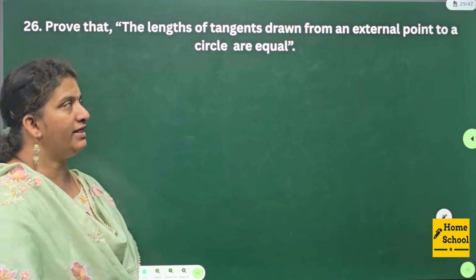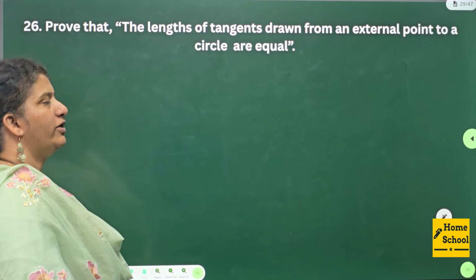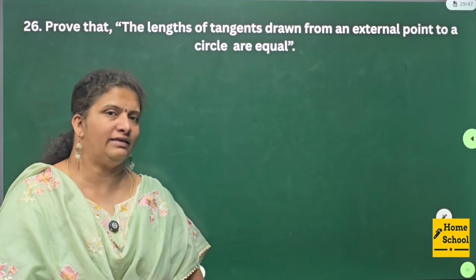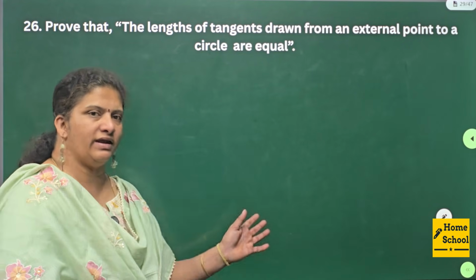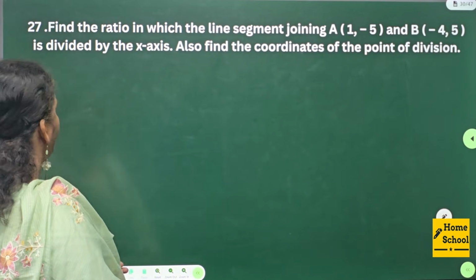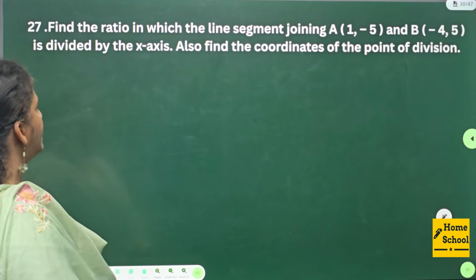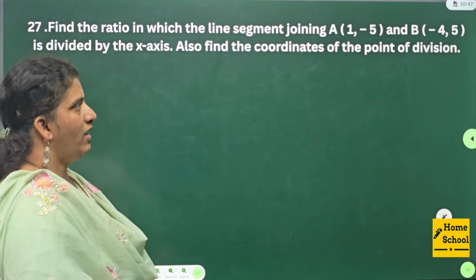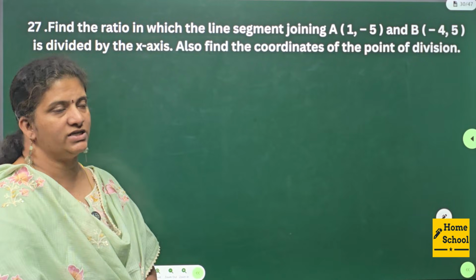26. Prove that the length of tangents drawn from an external point to a circle are equal. This is a direct circle second theorem. So easily you can write this theorem. It is from your textbook. Right?